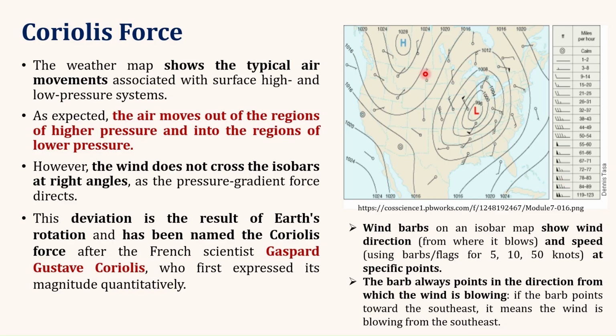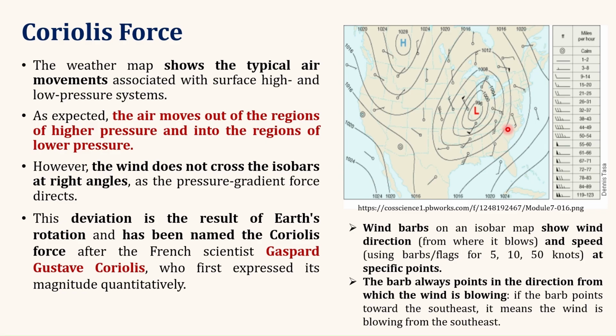For example, this symbol represents a wind speed of 3 to 8 miles per hour, while this symbol is 61 to 66 miles per hour. And the direction is given by the barb direction. The barb always points in the direction from which the wind is blowing. For example, if the barb points towards the southeast, it means for this particular location, the wind is blowing from the southeast.